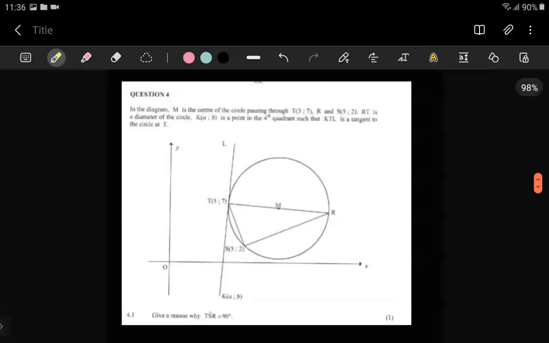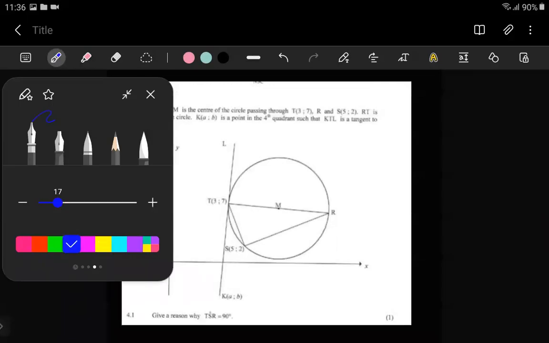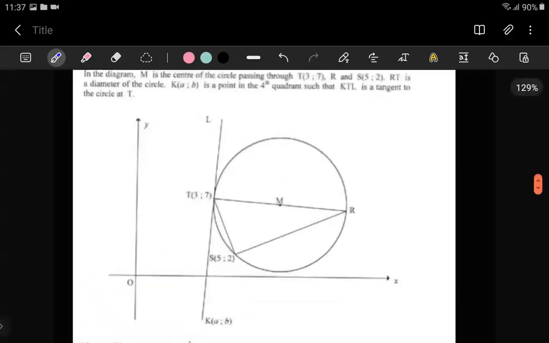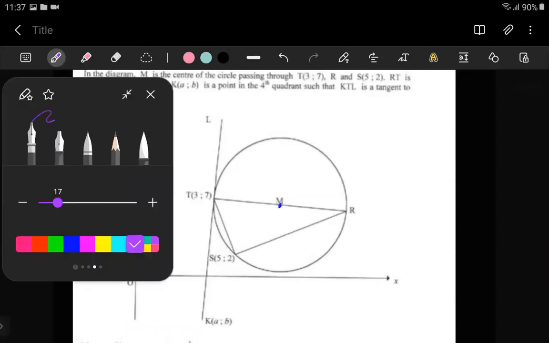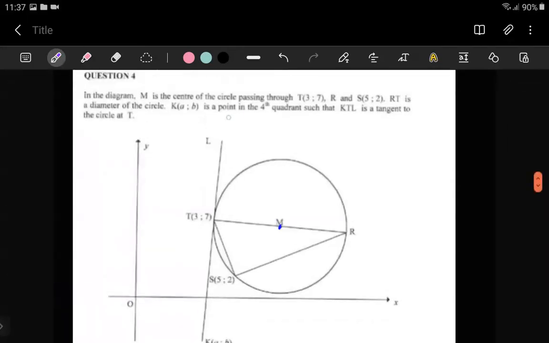But anyways, it says here in the diagram. Let's see what we can do here. In the diagram, M is the center of the circle. And then it says here it is a circle passing through T, R, and S.